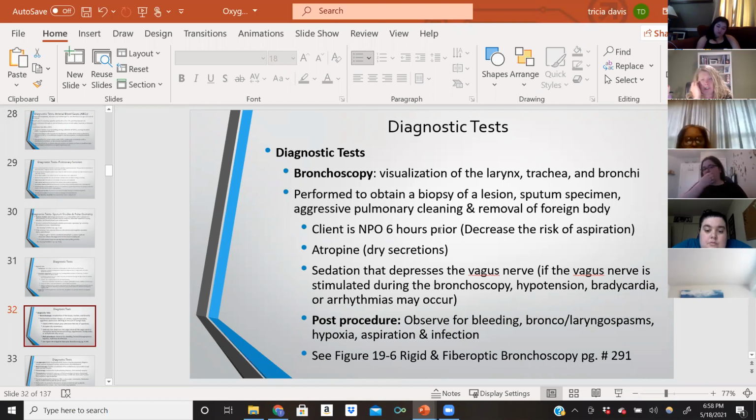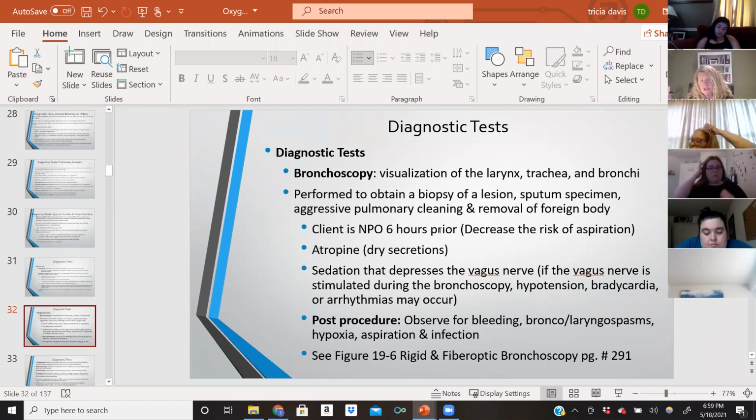They usually will give the patient some type of sedation that's going to help depress that vagus nerve. So if they're doing this procedure and the vagus nerve is stimulated, it can cause kind of like a train reaction. So you can have hypotension, your heart rate can drop, so you'll have bradycardia, and then you can have the development of certain arrhythmias. So they usually give a sedation.